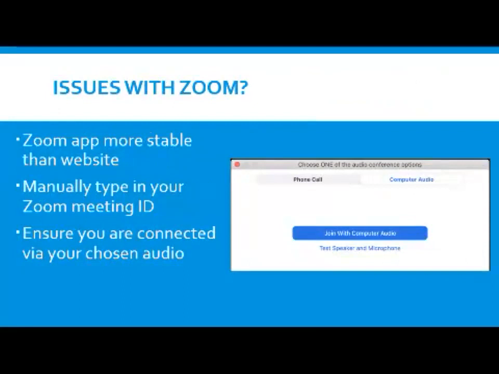If you are having any issues with Zoom, take a look at some of these. If you cannot join your meeting, try downloading the Zoom app as it is more stable than the website method. Once the app is downloaded, choose Join Meeting and then manually type in your Zoom meeting ID number. If you cannot hear or speak, ensure that you are connected through your chosen audio, whether it is through the computer or through a phone. Make sure your mute button is turned off and that any peripheral devices are plugged in and working.